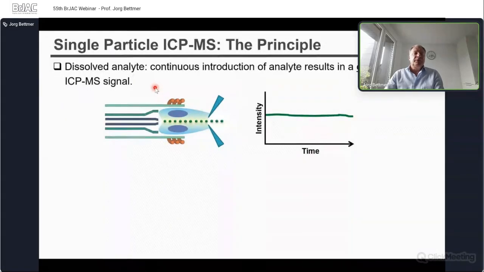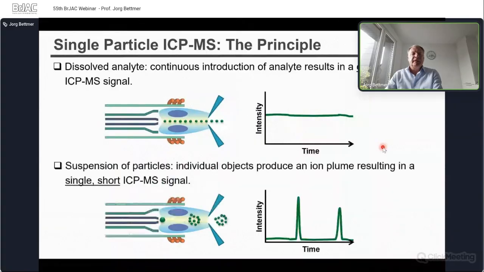What we all know, if we're working with ICP-MS, is that if you introduce a dissolved analyte, you continuously introduce the analyte at a constant concentration. And if you introduce it like this, you will generate a relatively constant ICP-MS signal. This is just depending on the concentration of the element you have introduced into the plasma.